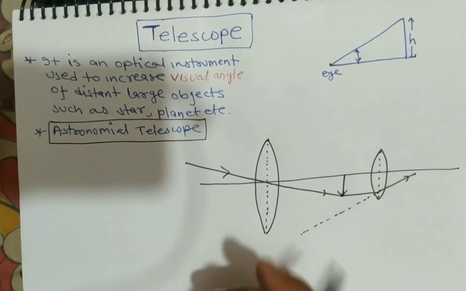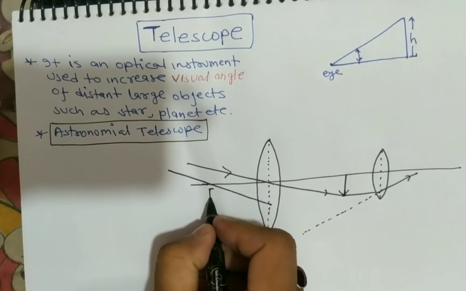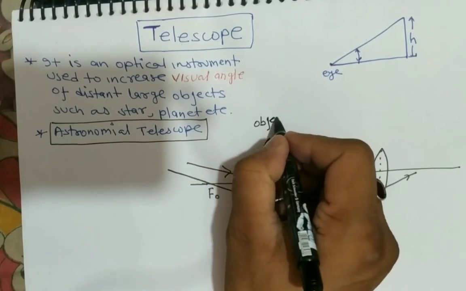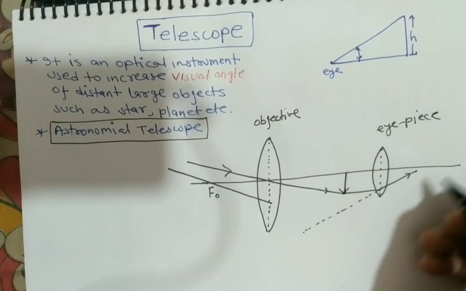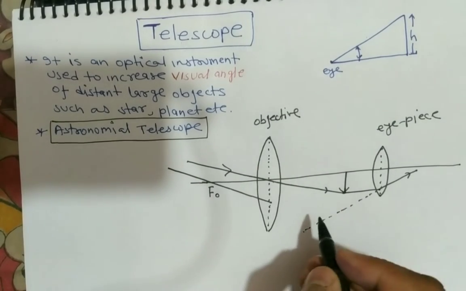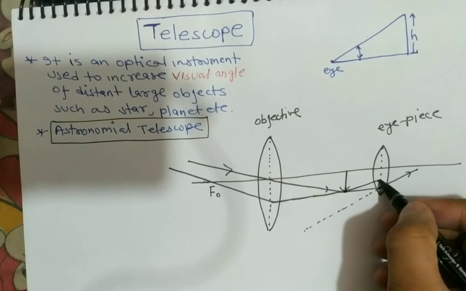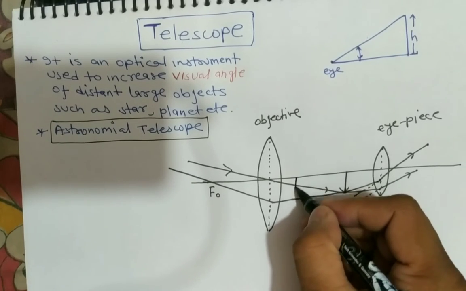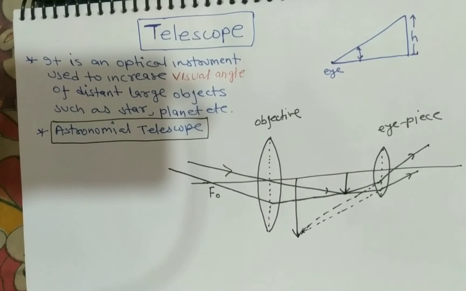Let the second ray pass through the focus. This is F naught. This is basically the objective because the object is placed on this side, and this is the eyepiece because the eye is on this side. We have already discussed this in the compound microscope also. The light will go like this and the extended light will form the image. Let it be here. This is the basic ray diagram.